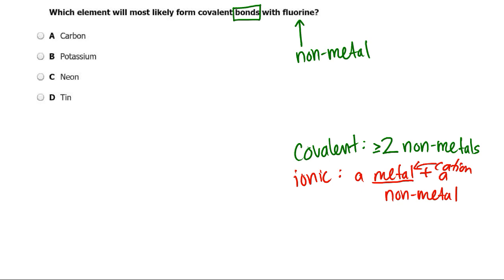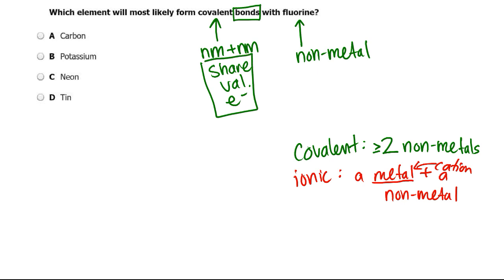It says which element will most likely form covalent. That means nonmetal meets another nonmetal and they share electrons. They share their valence electrons with fluorine. Let's go through these. Carbon. Carbon and fluorine, they hang out sometimes in a compound such as carbon tetrafluoride. This is a nonmetal and a nonmetal. So carbon's a pretty good option for right now.